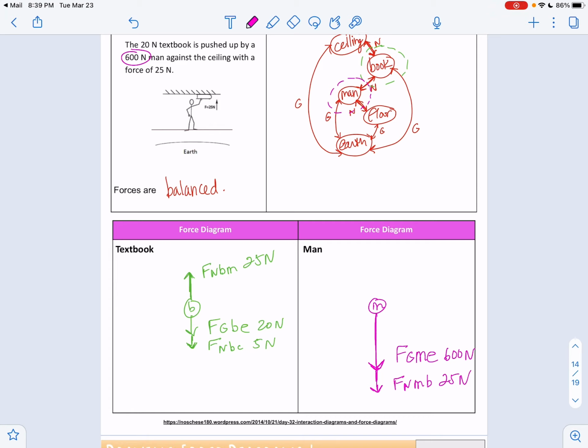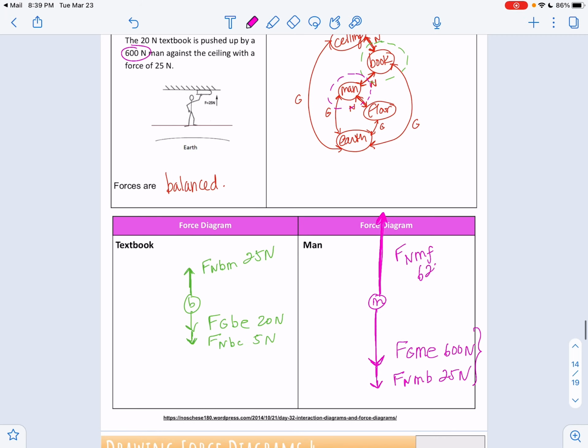Then the only thing left is the floor, and I can see I have a total here of 625 down. So that means I have to have 625 up. I didn't really draw this super terrific, so I'm going to have to go up into here a little bit because I really need those to look balanced. The total amount down and up needs to look the same. So that's going to be force normal on the man from the floor, and that would be 625 facing up.